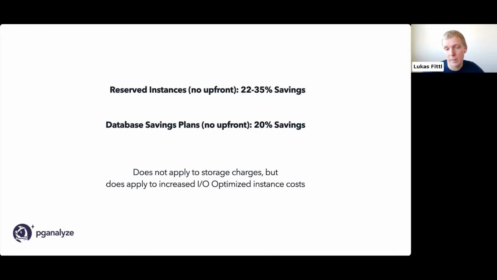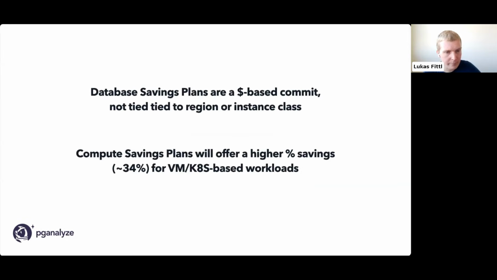So remember earlier how we said, if you use Aurora IO optimized, you don't pay IOPS, but you pay both an increased instance charge and an increased storage charge. For the increased instance charge, you do get these savings as well. And basically, they are a dollar-based commit, right?